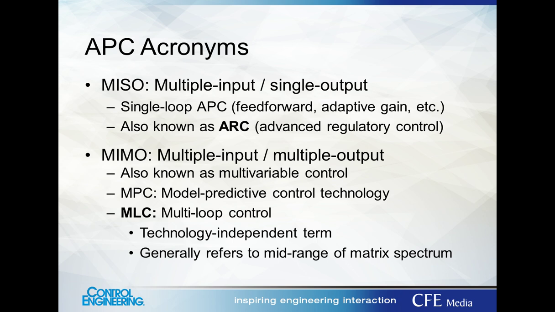MISO and MIMO terminology has been adopted fairly widely in print, so it's good to know. But it's not usually used informally in conversation. MISO, multiple input, single output, is more commonly known as ARC, Advanced Regulatory Control. MIMO, multiple input, multiple output, is commonly known as multivariable control.